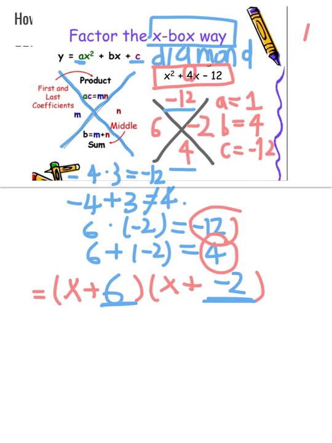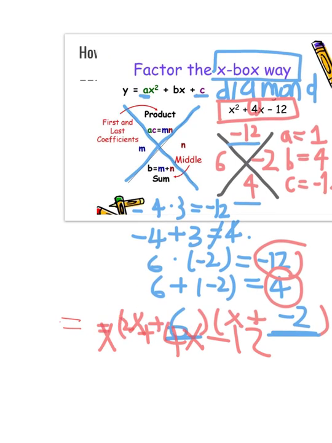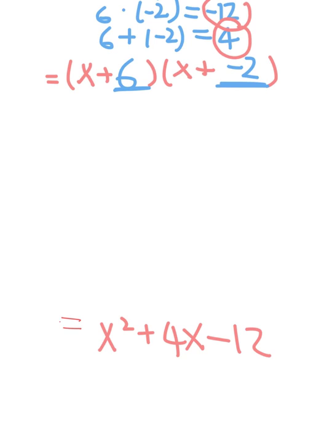And I want to make sure, wait, are you saying that x plus 6 and x minus 2 is the same as x squared plus 4x minus 12? You're saying this is equal to x squared plus 4x minus 12? Yes. So we're going to verify this. How? Let's see. So I'm going to multiply these out slowly, term by term.